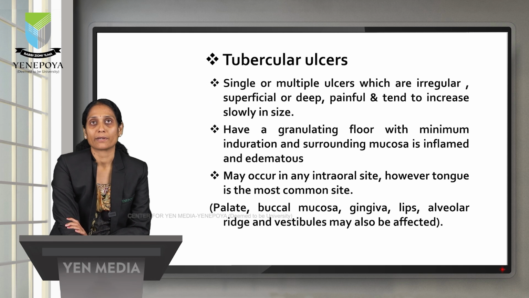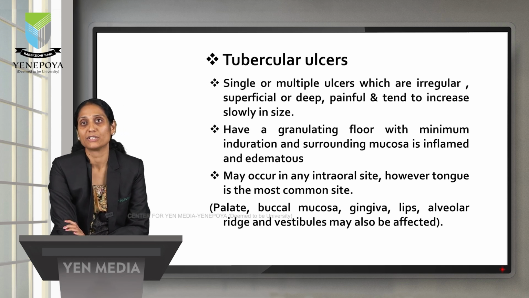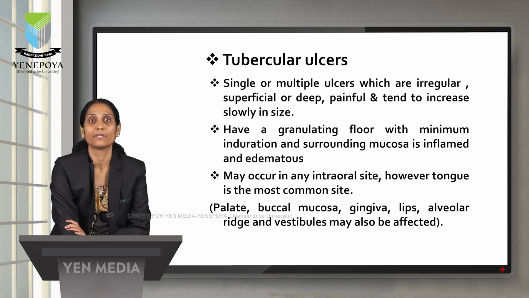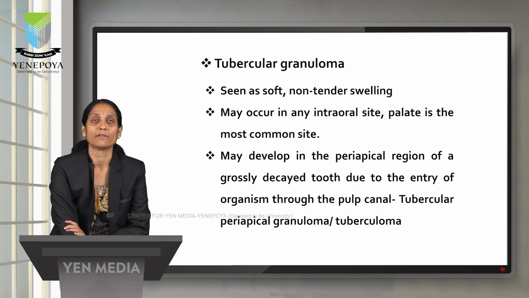Coming to tubercular ulcers, which are the most common form. These are single or multiple ulcers which are irregular, superficial or deep, painful, and tend to increase slowly in size. They have a granulating floor with minimal induration, and the surrounding mucosa is inflamed and edematous. They may occur in any intraoral site. However, the tongue is the most common site. The other areas in the oral cavity which can be involved are the palate, buccal mucosa, gingiva, lips, alveolar ridge, and the vestibules.